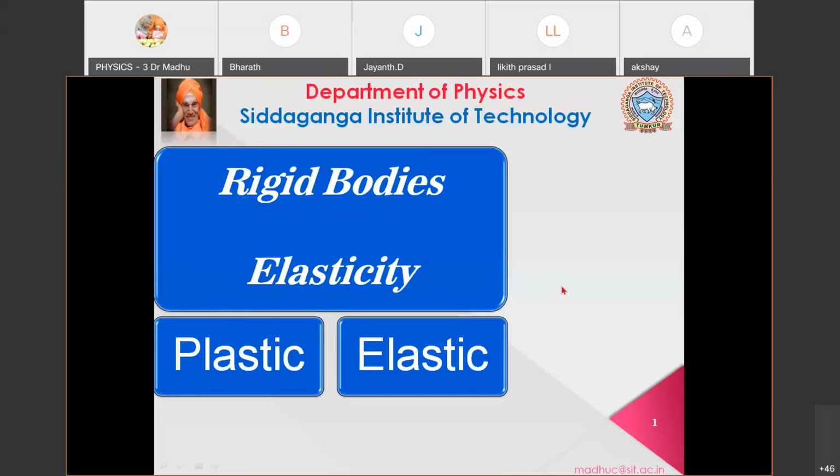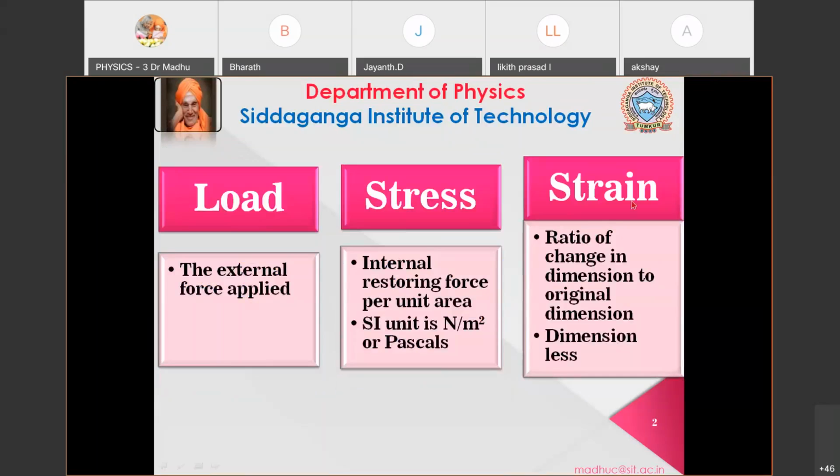Okay. So now there are three main things that you need to know. The first one is your load. Load is nothing but your external applied field or deforming field. So the external field, or the deforming force that you apply, is nothing but your load. I will put it as: deforming force is nothing but your external applied force, which is called load.